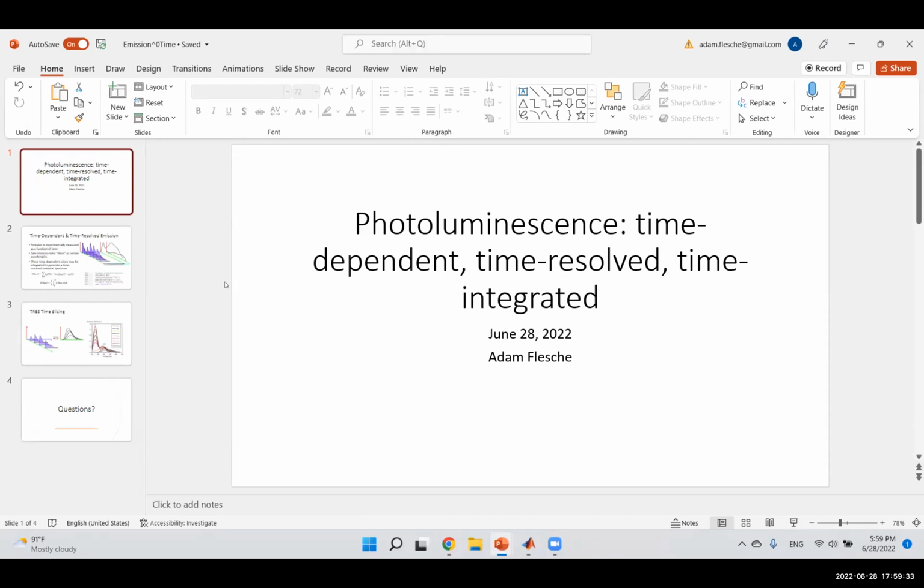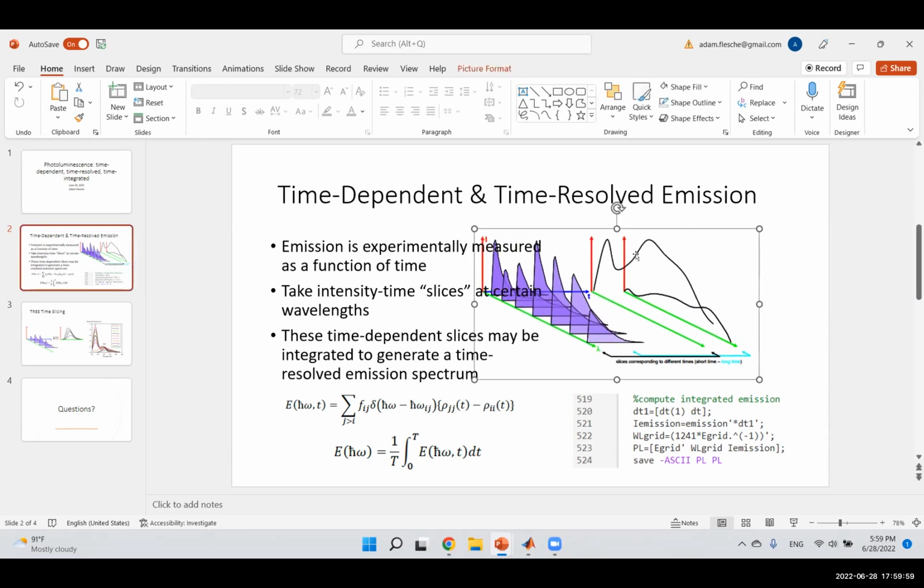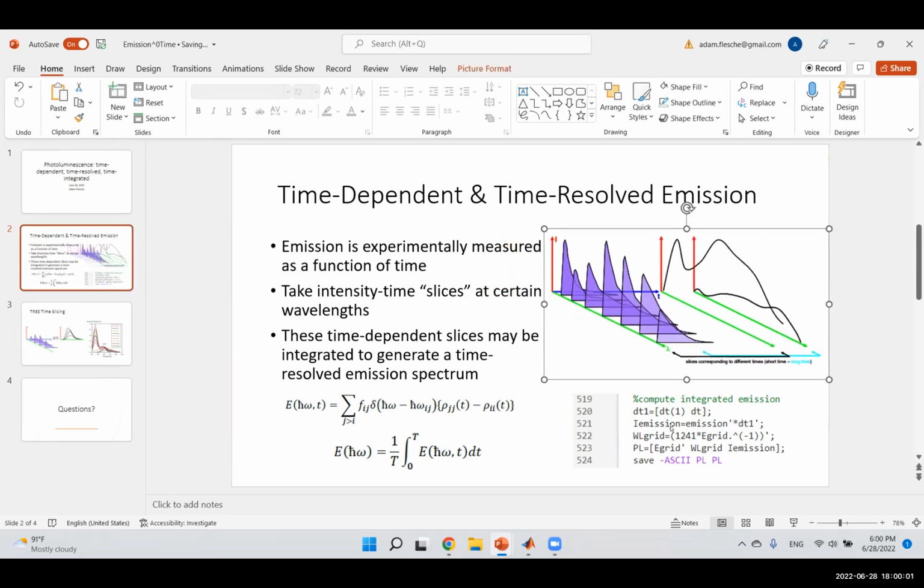So I was just going to talk about time-dependent, time-resolved, and time-integrated. I found these cool figures that basically show we're taking slices of time-dependent emission spectra at certain wavelengths and integrating those into just this time-resolved spectrum over here. I just showed the part of the code that does this and what it relates to. That's basically what I have for that.